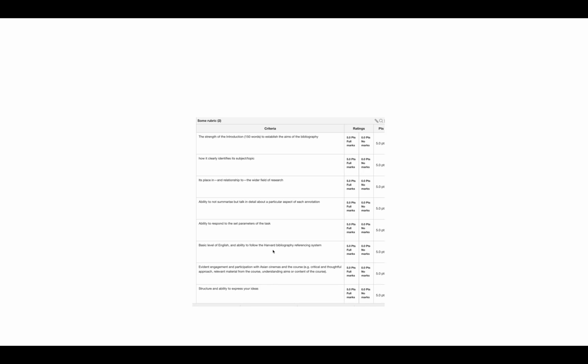Evident engagement and participation with Asian cinemas. Okay, so clearly, we want you to be situating the articles within the broader ideas of the course and the broader ideas of what Stephen Teo calls the Asian experience, and also, what is Asian cinemas, and the structure and ability to express your ideas. Okay, so I'll leave it there.